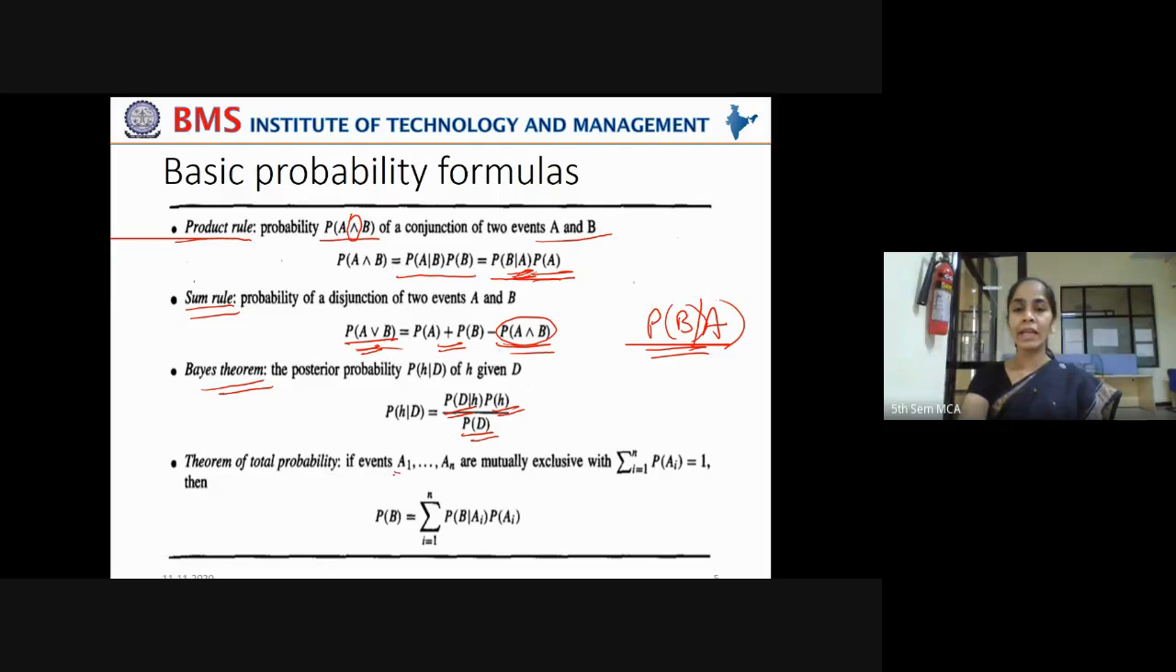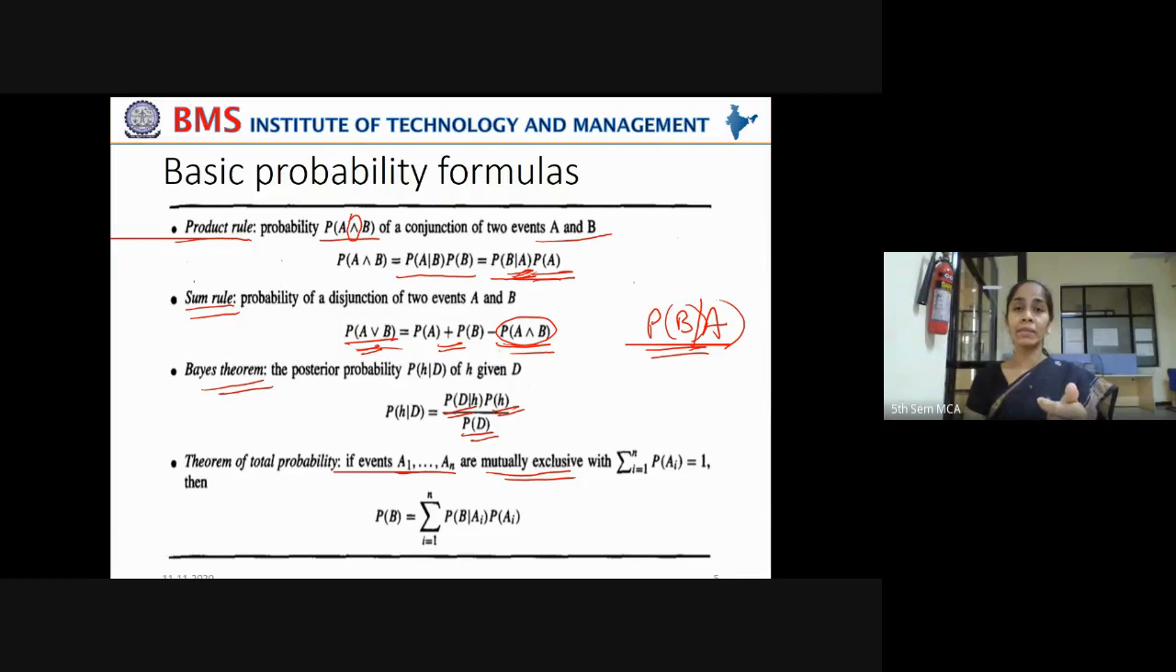Now the theorem of total probability. If events A1, A2 and so on up to AN are mutually exclusive. What is mutually exclusive? If the occurrence of one event excludes the occurrence of the other event, then they are called mutually exclusive events. Say when I toss a coin, head appears on the top. It excludes the chance of tail appearing on the top.